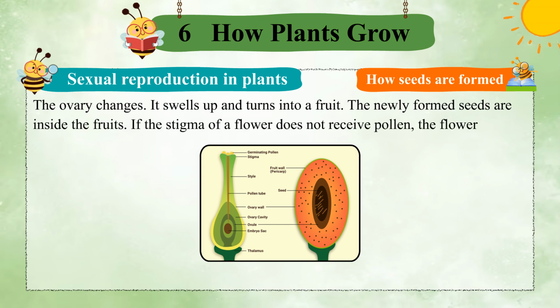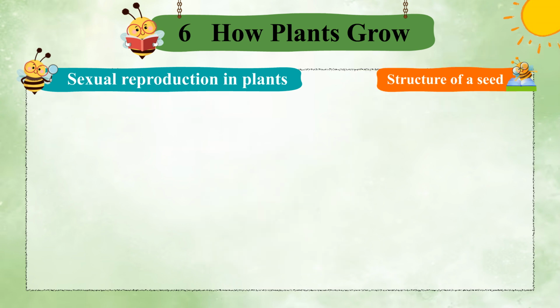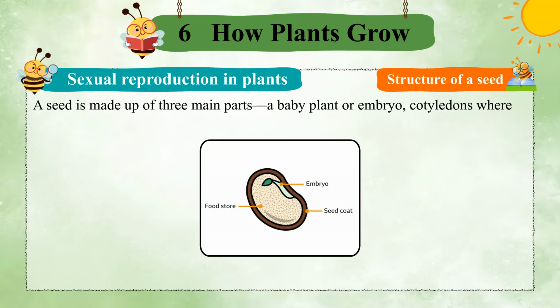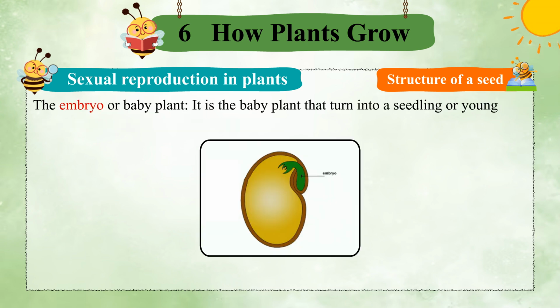If the stigma of a flower does not receive pollen, the flower becomes useless as it cannot reproduce. It shrivels and dies. Structure of a seed. A seed is made up of three main parts: a baby plant or embryo, cotyledons where food is stored, and a cover called seed coat. The embryo or baby plant.